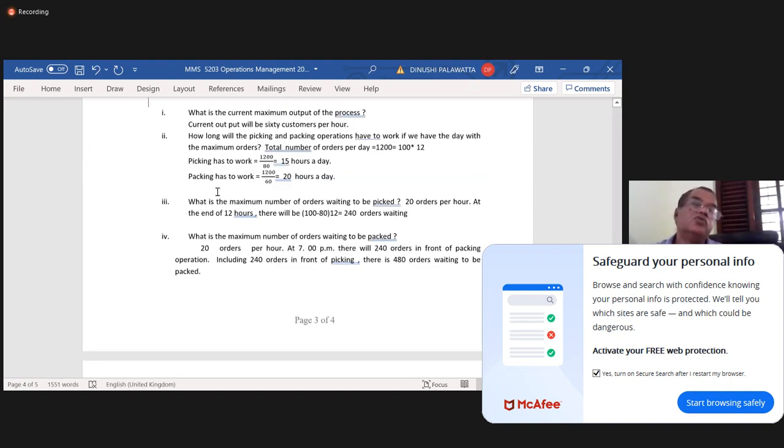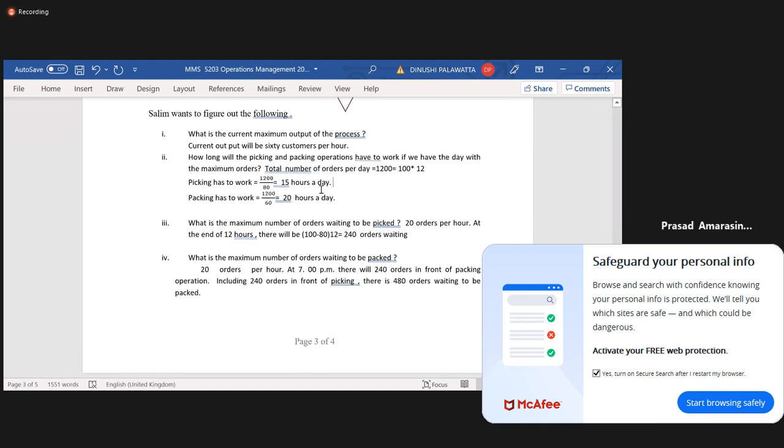I'm asking about question number 3 and 4. What is the maximum number of orders waiting to be picked, right? Then you see 20 orders per hour waiting. I thought it's not relevant to the second part.